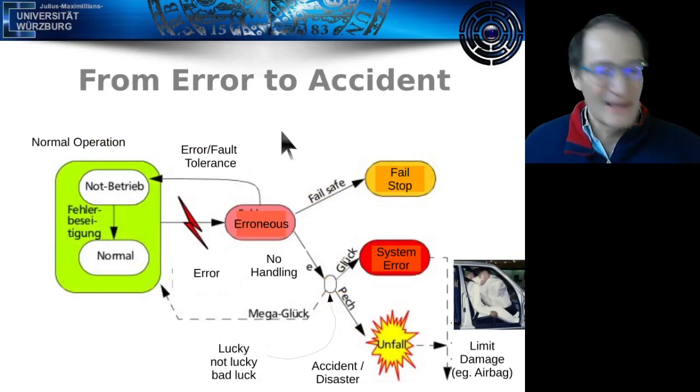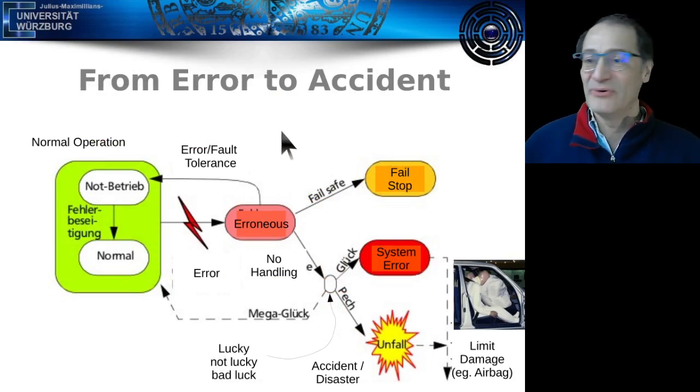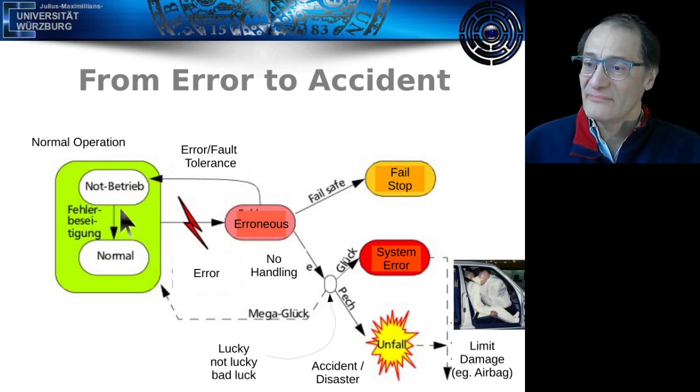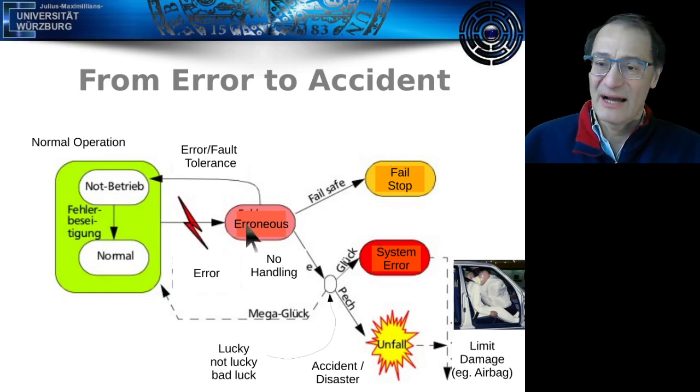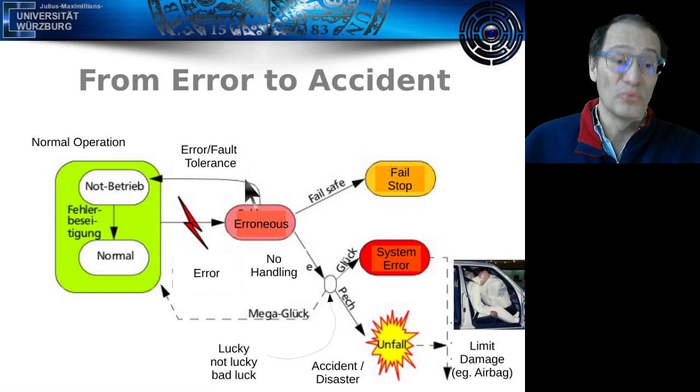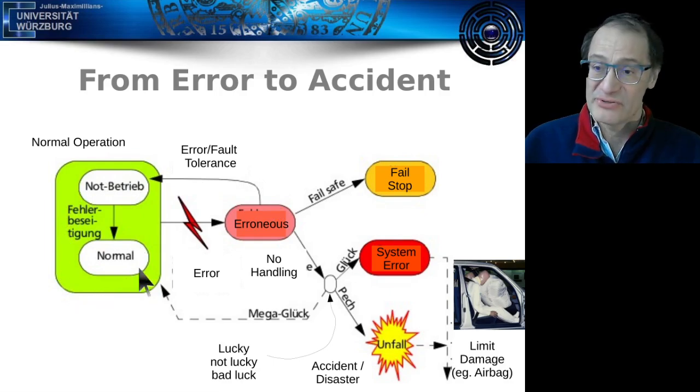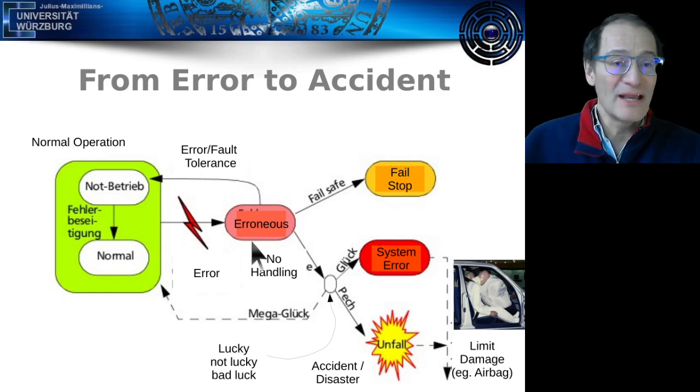Okay, how is the way from an error to an accident? Here we have the normal operations. So everything is going normal, and then we have a failure, an error occurs. Then we can have an erroneous situation, and maybe we have a fault tolerance or something to handle this error. Then we can come back to the green area to normal operations. But if we have this fault tolerance not implemented, or we have no chance to control this, then we have two possibilities. The best is we have a fail-safe.